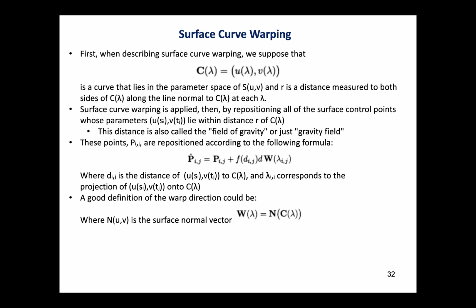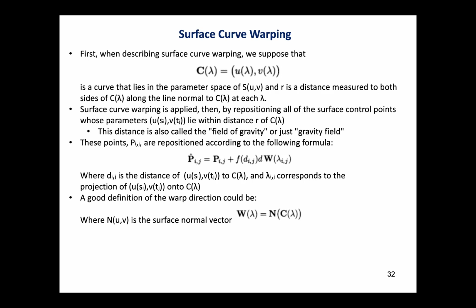Now we'll move on to surface curve warping. First, when describing surface curve warping, we suppose that a curve c of delta is a curve that lies within the parameter space of S of uv, and r is a distance measured to both sides of c of delta along the line normal to c of delta at each delta. Surface curve warping is applied then by repositioning all of the surface control points whose parameters u of s sub i and v of t sub j lie within the distance r of c of delta. This distance is also called the field of gravity or just gravity field.